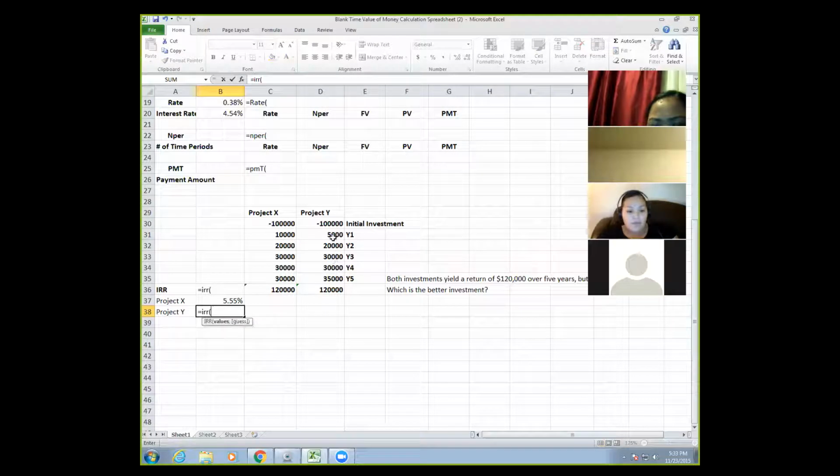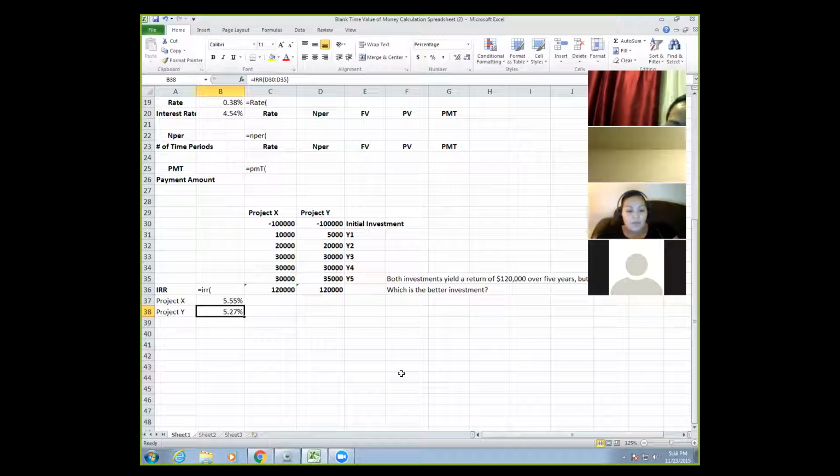IRR. Oh, whoops. I included one too many cells there. I included the 120,000 at the bottom. There we go. Let's do 35, 5% with 2 decimal places, 5.27. It is lower.